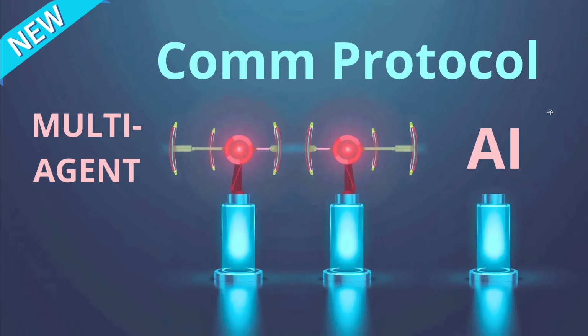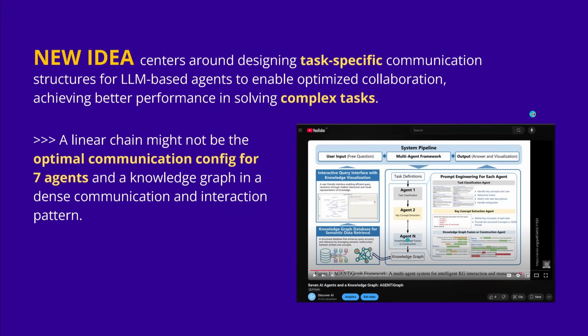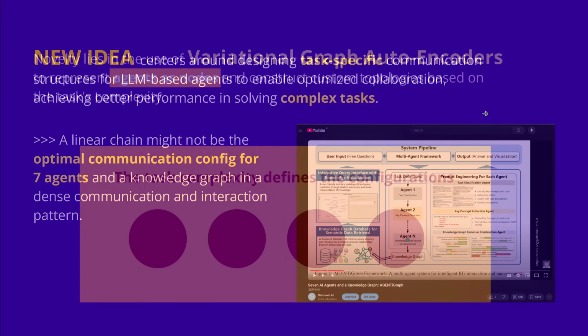So let's start here. We have a brand new research paper about the optimal communication protocol of multi-agent AI systems. And you remember in my last video when we looked here at 7 agents that had a configuration of a chain, we said, hey, a linear chain might not be the optimal communication configuration for 7 agents and a single knowledge graph if we have a dense communication and interaction pattern.